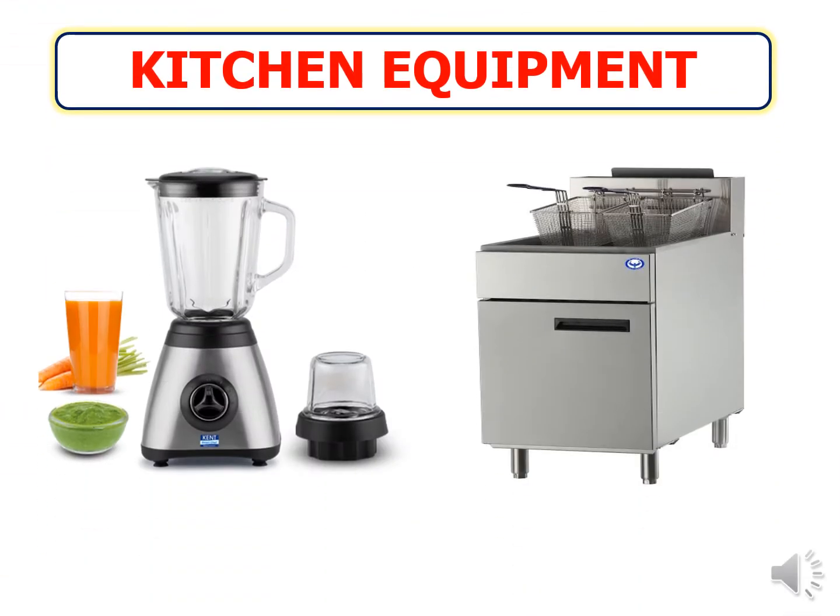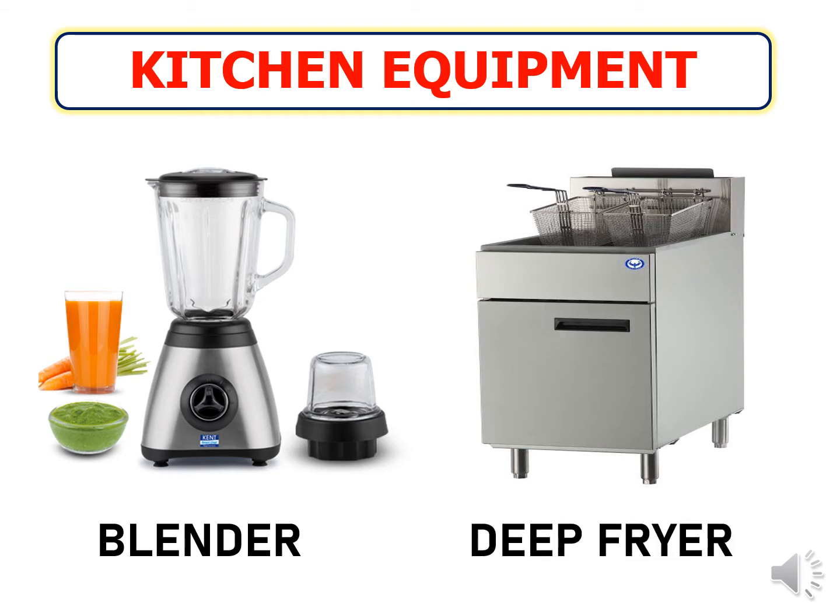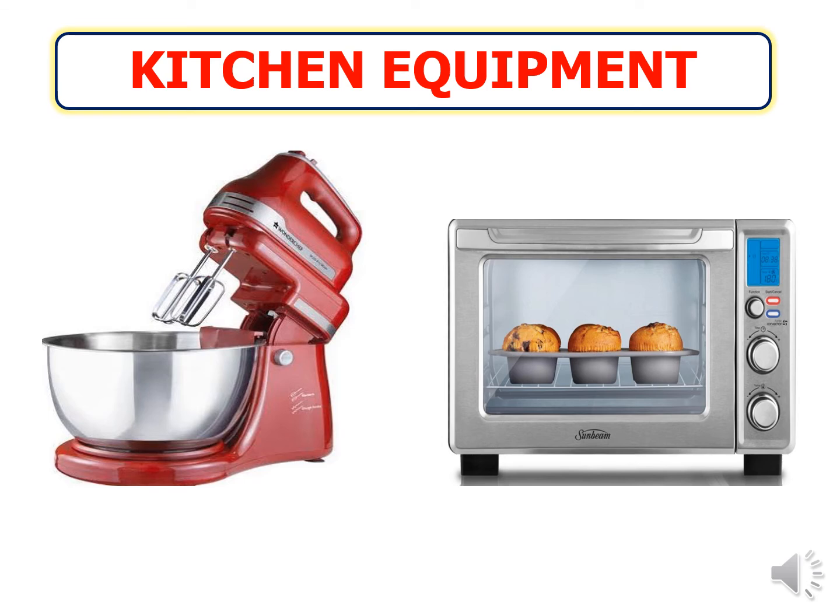Now, let us discuss some of the kitchen equipment. First on the screen is a blender that is used for mixing and pureeing liquids like vegetables and fruits, and a deep fryer that is used to cook food in large quantities of fat and oil like chicken and fries. We also have a mixer, which is used to mix and process foods like egg, flour, and butter. And an oven that is used to heat, reheat, and bake food items like cakes and baked mac.